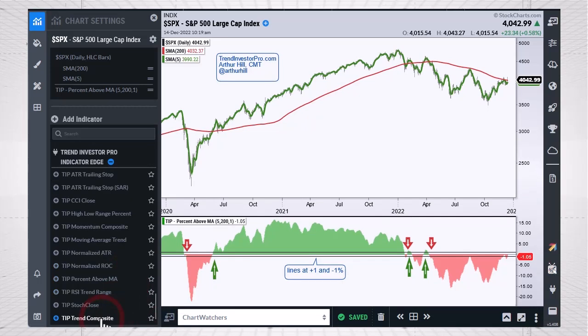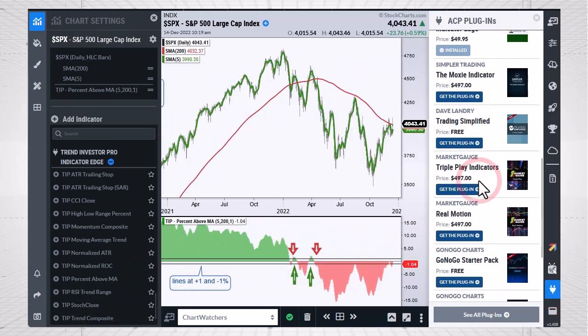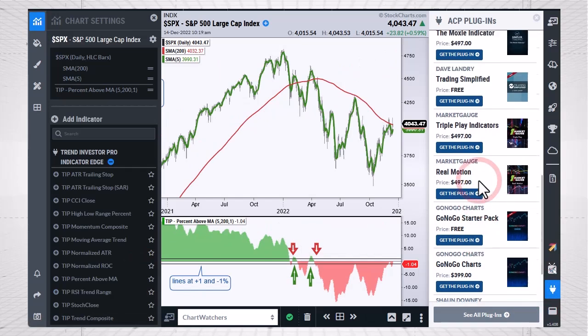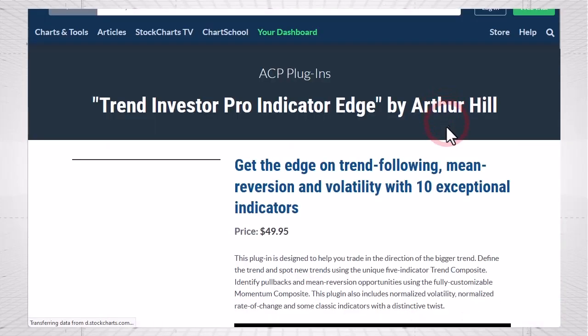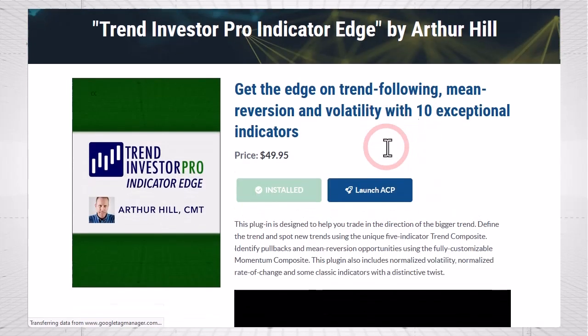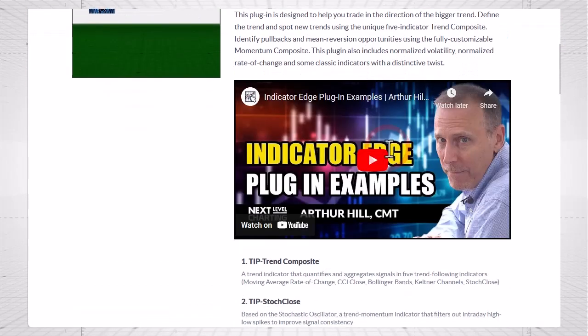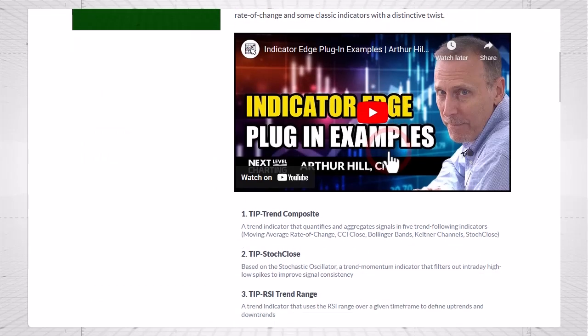And that aggregates trend signals in 5 different indicators. And you can read more about it by clicking on that plugin link and then clicking on the actual plugin there on the pullout, on the call out that comes there. There is a video that explains how they work, as well as a detailed article.